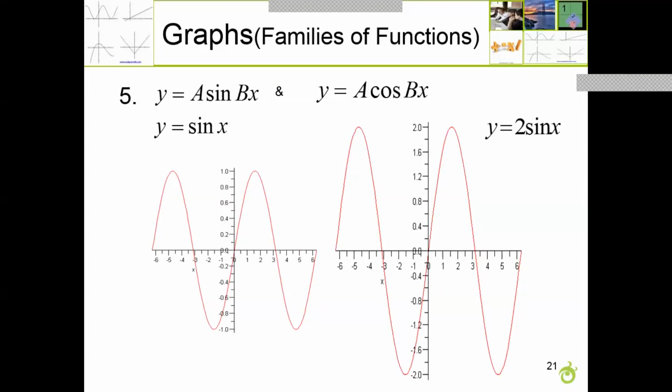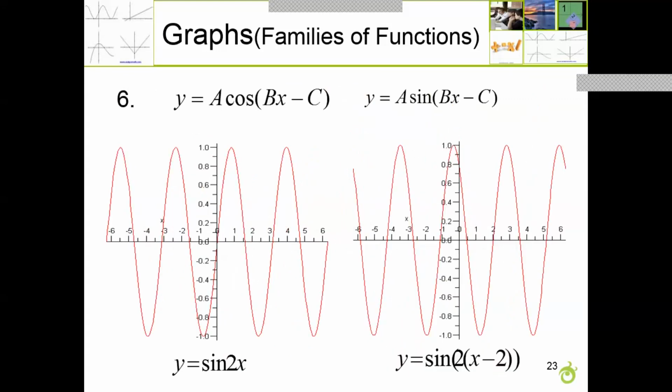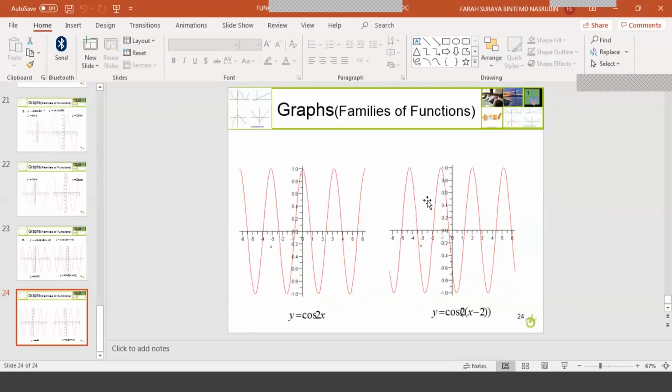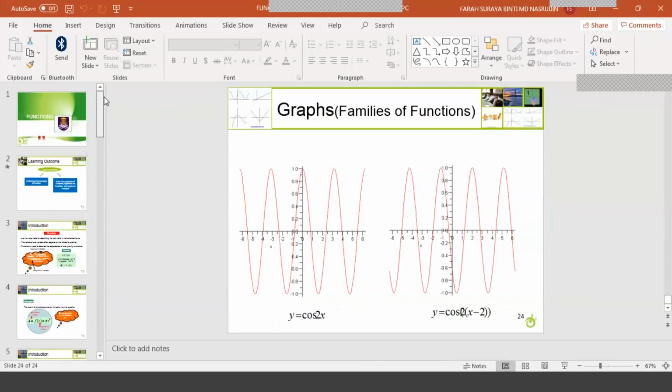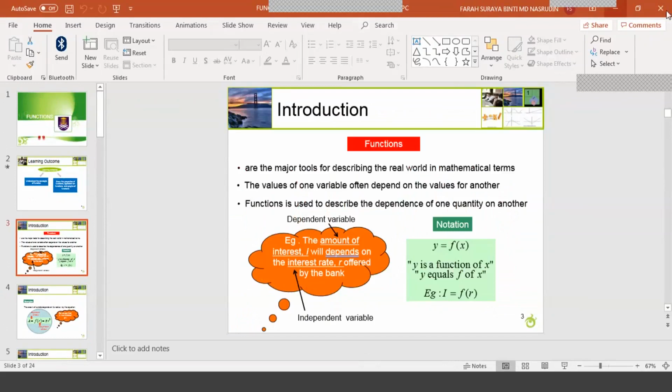Okay, and then the example of graph in the form of trigo. Okay, sine, cos. Okay. So that's all about the first subtopic, which is subtopic of function. Okay, function dah habis. So kita terus masuk topik limits.